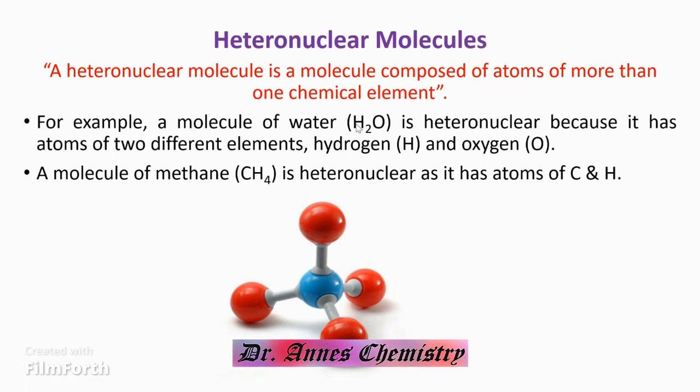Likewise, methane. A molecule of methane is heteronuclear. Why? Because it has two types of atoms in it, carbon and hydrogen. There is one carbon atom and 4 hydrogen atoms in a molecule of methane.